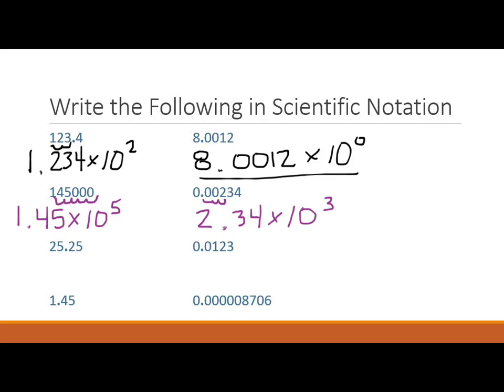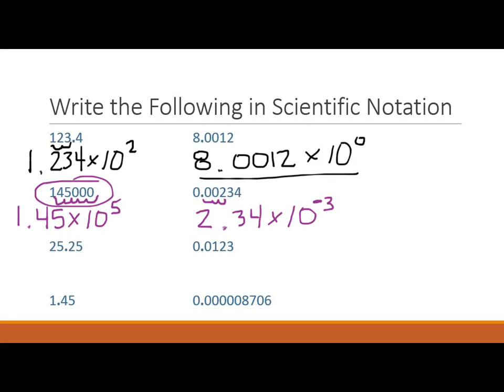Now if I just left it like this, it would be confusing because 2.34 times 10 to the 3rd means that I'd move the decimal point 3 places to the left, kind of like we did in these other examples over here. But instead we moved it 3 places to the right, which means that I'm actually going to put a negative sign there to imply that I moved it 3 places to the right.